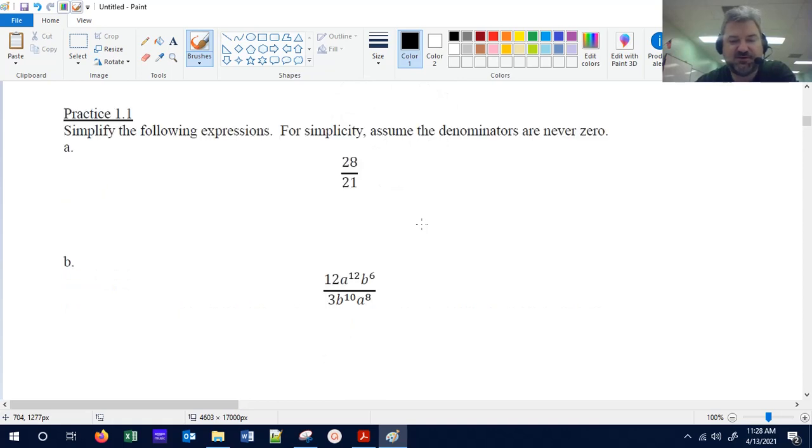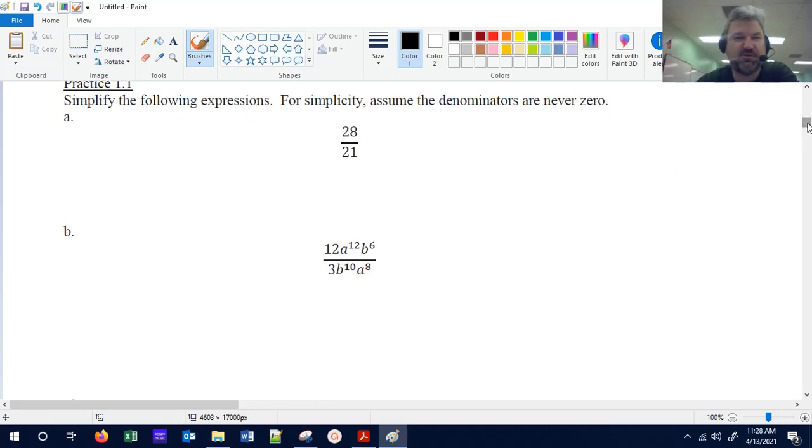Simplify the following expressions. For simplicity, assume again the denominators are never 0. We're just doing that for simplicity to make sure that we don't have to worry about a divide by 0 error. It makes the math a little easier. All right, so pause the video and give it a try.